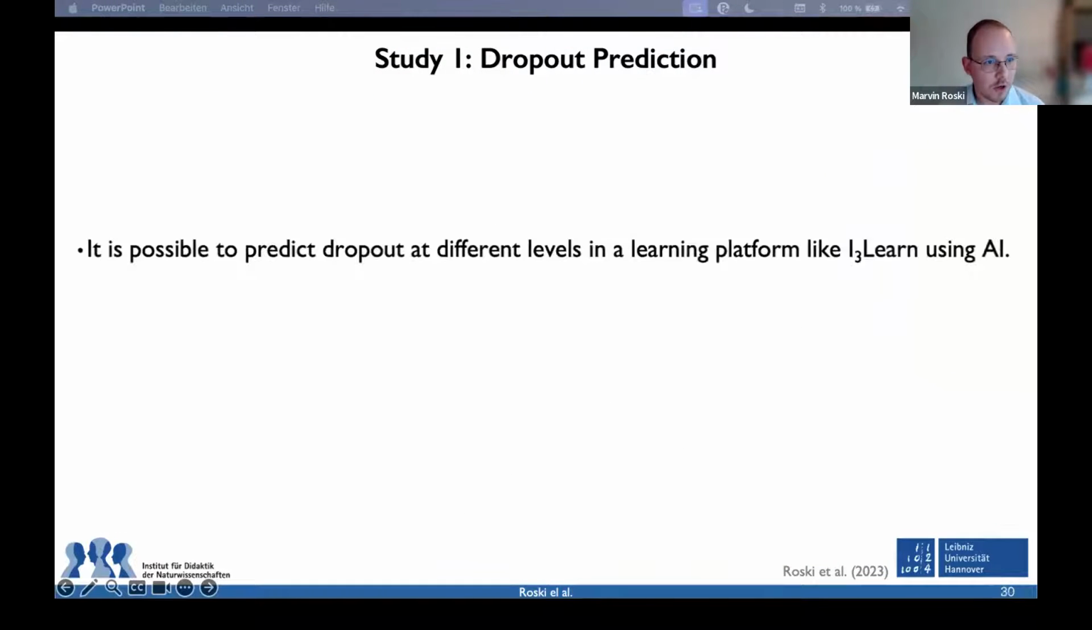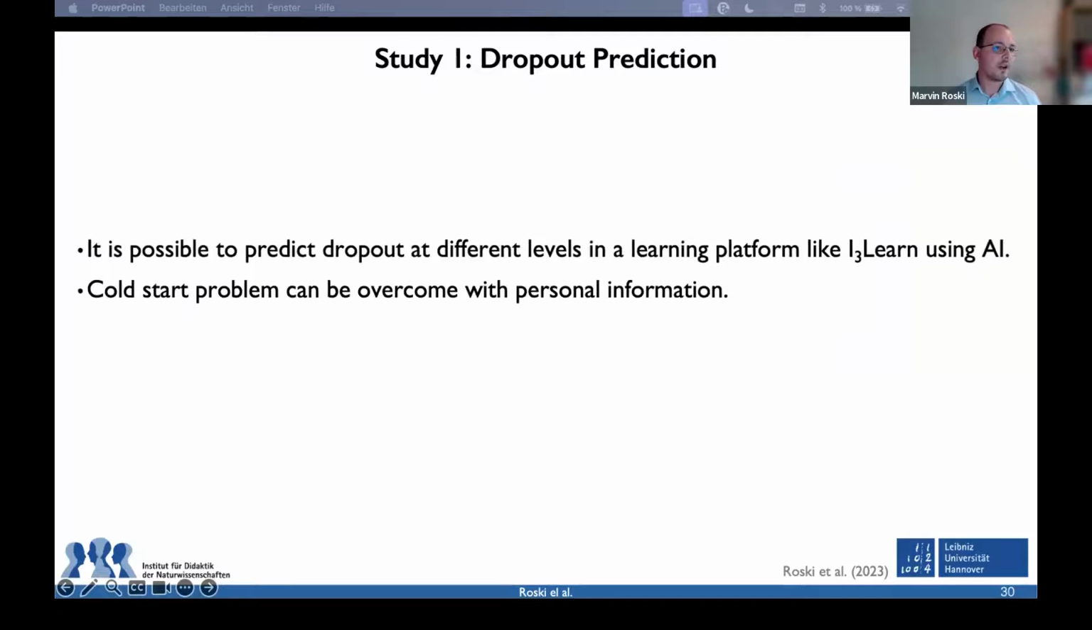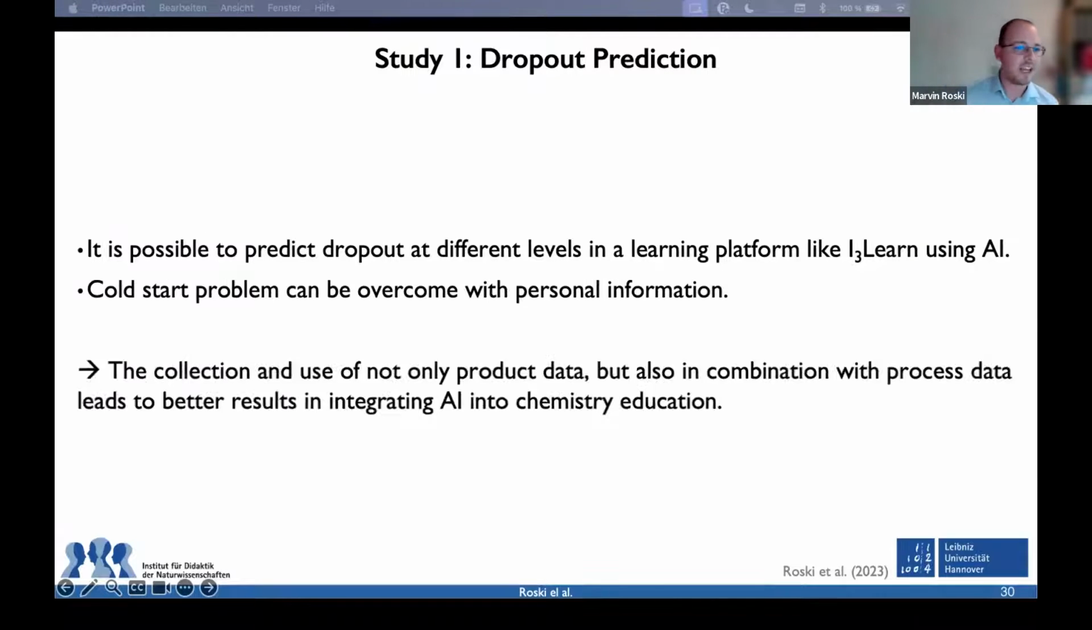All in all, it's possible to predict dropout at different levels in a learning platform like i3Learn using AI, and we overcome the cold start problem with personal information, because process data or interaction data is not available at the beginning. The takeaway I want to show here is that in this case, it's not enough to just use data from a pretest, but we also need process data to improve the prediction. That leads to better results in integrating AI into chemistry education.